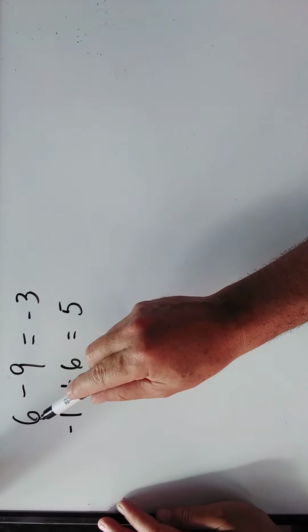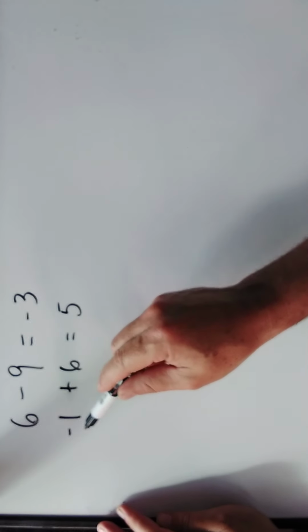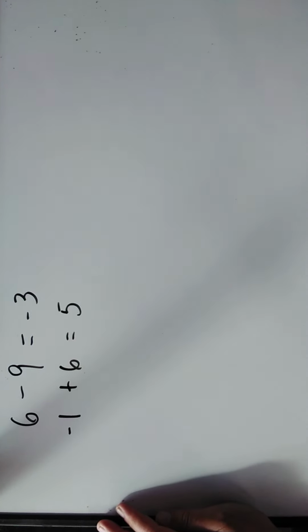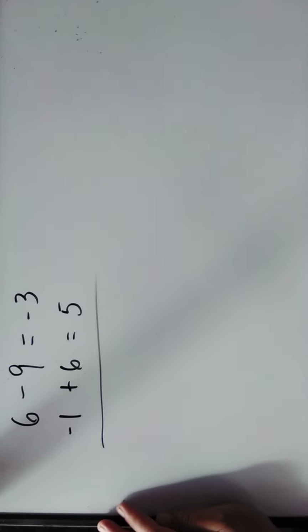Okay, guys, we're gonna be solving systems of equations. We're gonna be using two properties. The first one says that if you have two equalities, like in this case, 6 minus 9 is -3. Is that right? And then -1 plus 6 is +5. That's another equality. They're both true. So there's a property that says that we can add each column and come up with another equality.